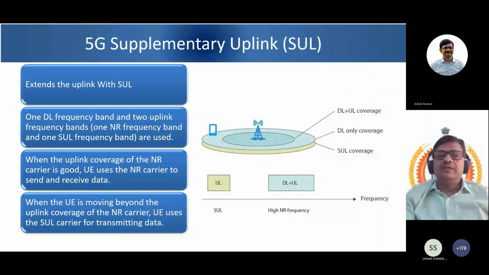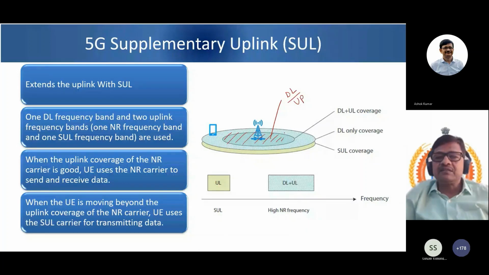Now let us take one more example. This is very interesting. In this example, let us understand that you have a 5G NR higher frequency. This particular area is your coverage where the UE can do downlink and also uplink because it's a good signal.